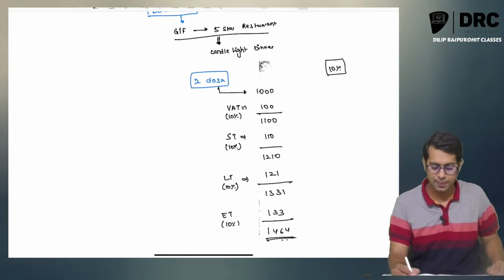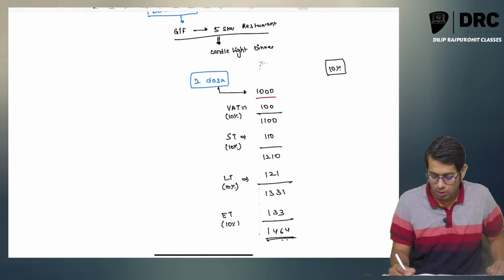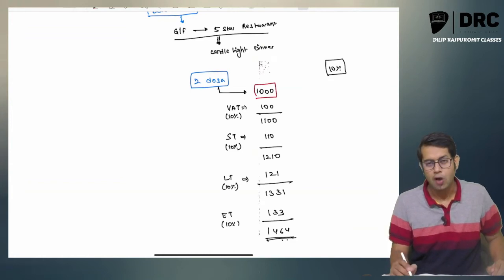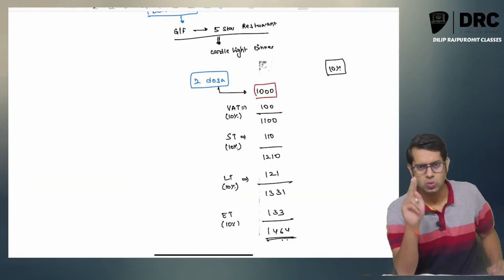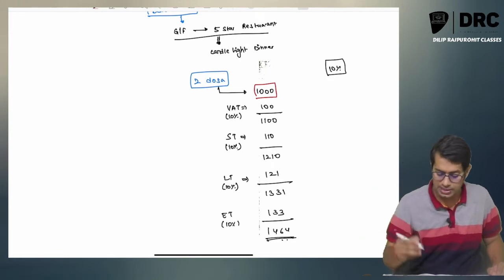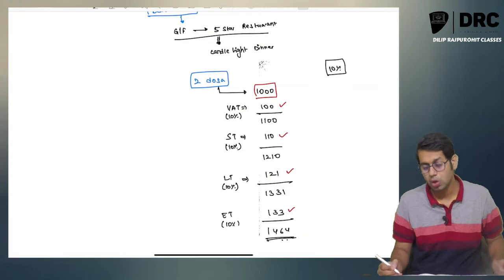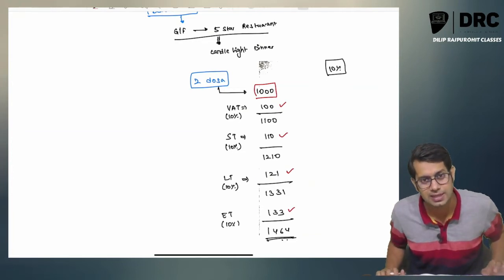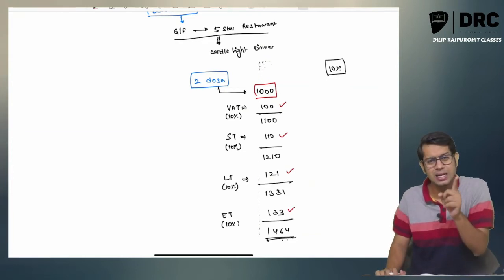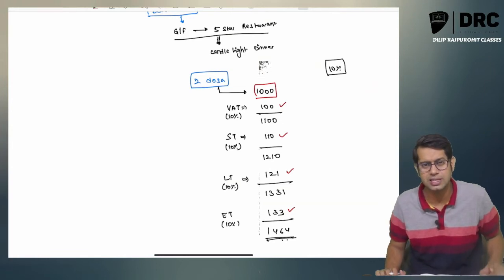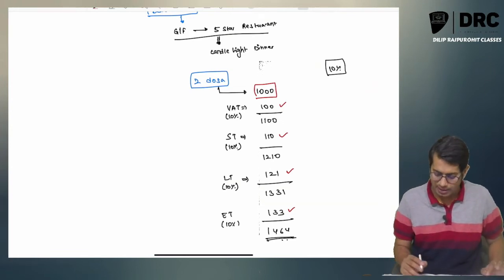Now, if you see what is happening, there is one single transaction of supply of dosa to you. 2 dosas they have supplied. For those 2 dosas, how many different types of tax have they collected? 1, 2, 3, 4. 4 different types of taxes have been collected on a single transaction.